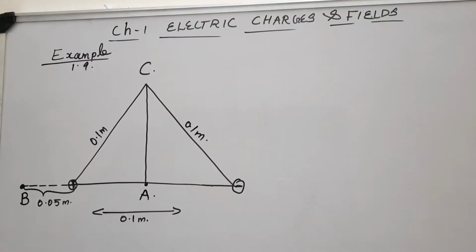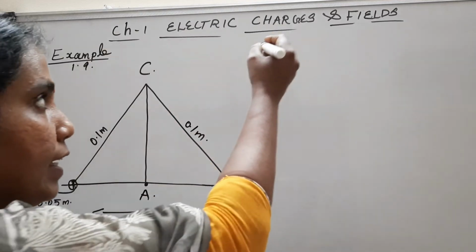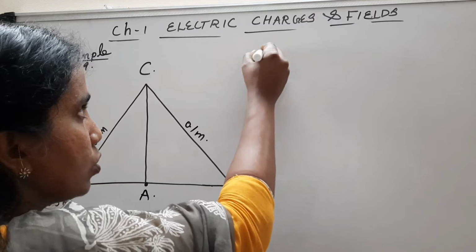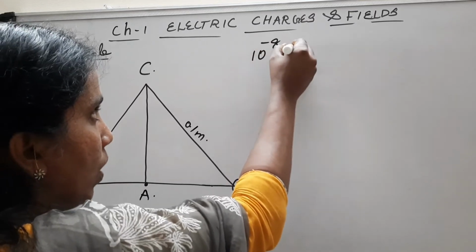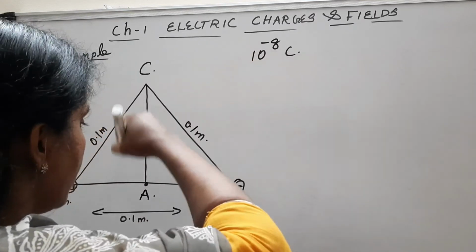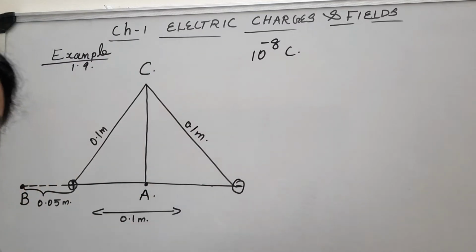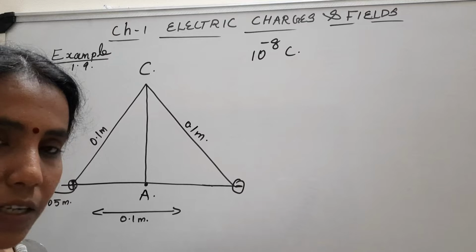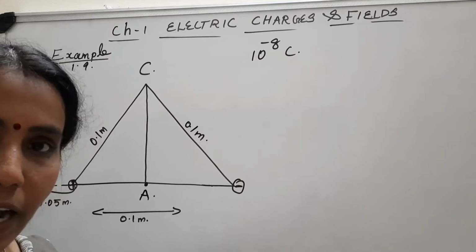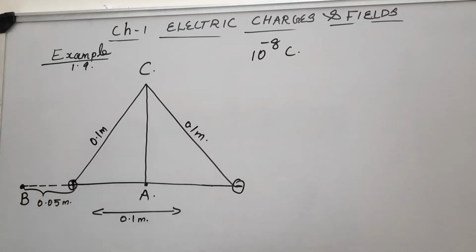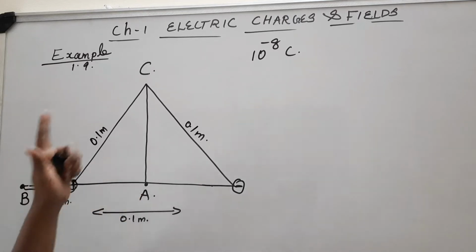Equal charges are there, and the charges are of value 10 raised to minus 8 coulomb. One charge is plus and the other charge is minus. According to positive charge or negative charge, the field at a point will have different direction. So what we need to find is the field at A, B and C.